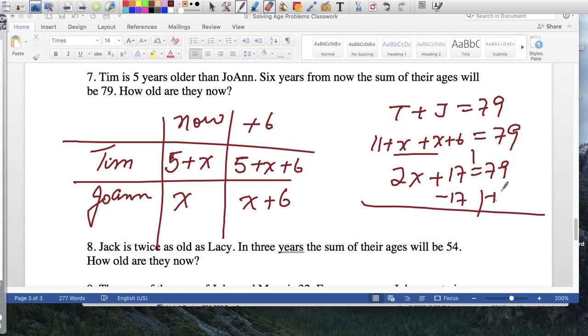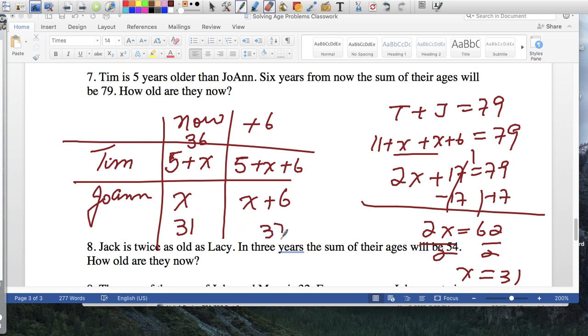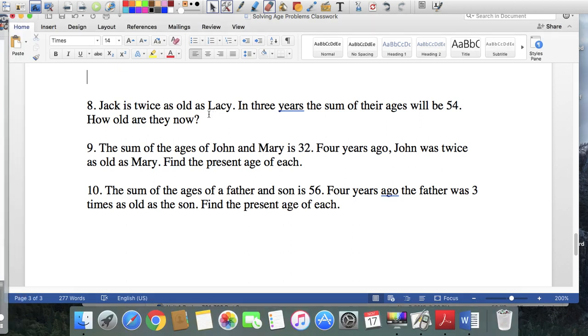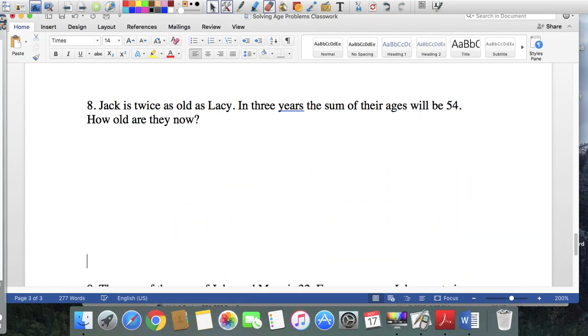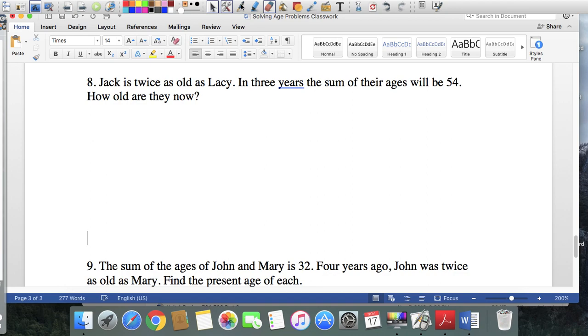Minus 17, minus 17. 2x is going to be 62. Divide by 2, x is 31. So Joanne is 31, and obviously Tim is going to be 36, because he's 5 years older. 6 years from now, Joanne is going to be 31 plus 6, she's going to be 37. And Tim is going to be 36 plus 6, he's going to be 42. And if I add 42 and 37, it does give me the sum of 79. It's nice that once you get the hang of it, you actually can do these problems very easily now.